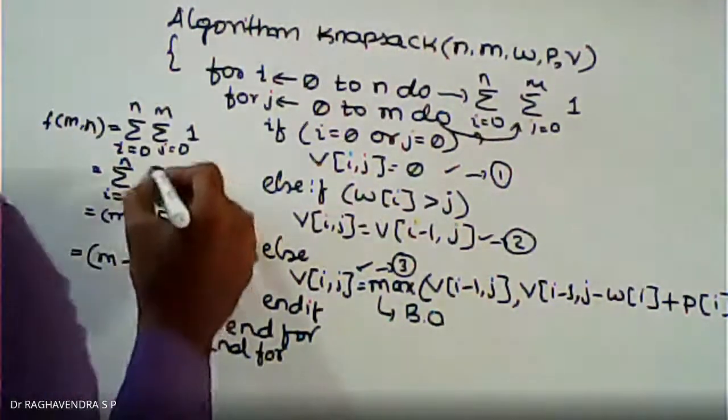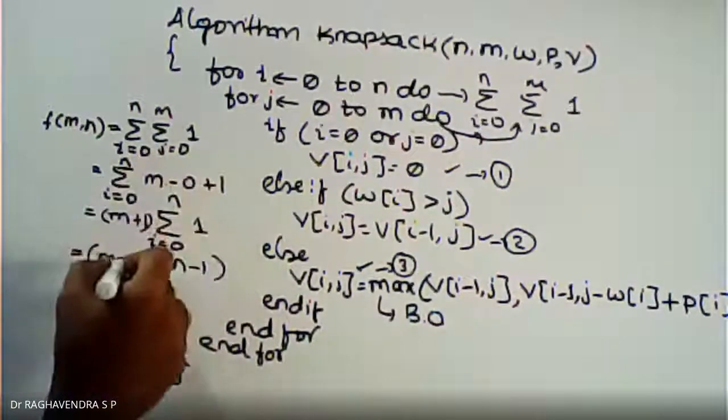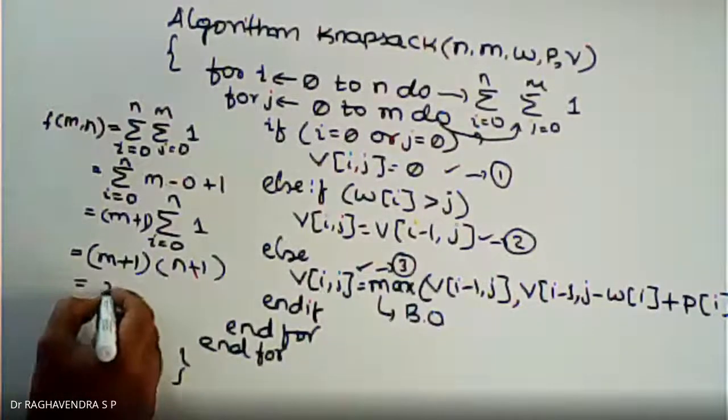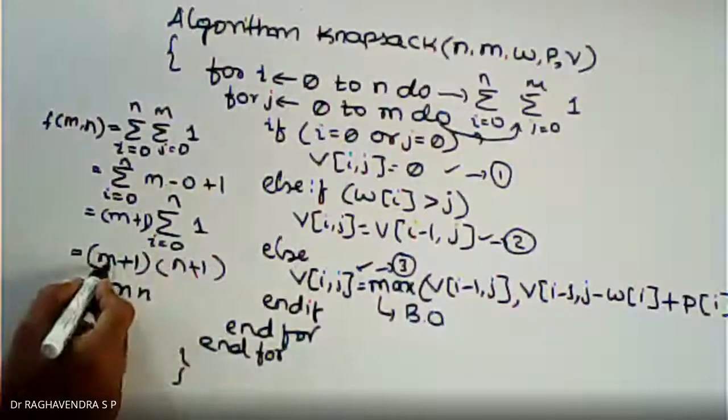So I think this is m minus 0. M minus 0 means m plus 1. This is m plus 1. N plus 1, n plus 1. This is m plus 1 into n plus 1. So we can take this as mn. The highest polynomial becomes mn because m into n is mn.